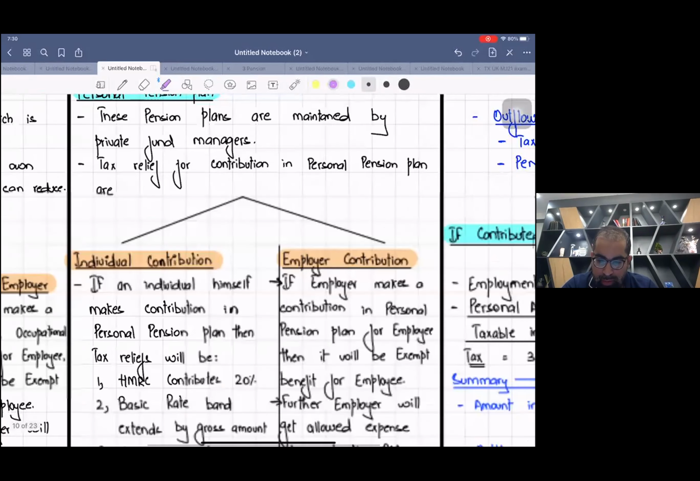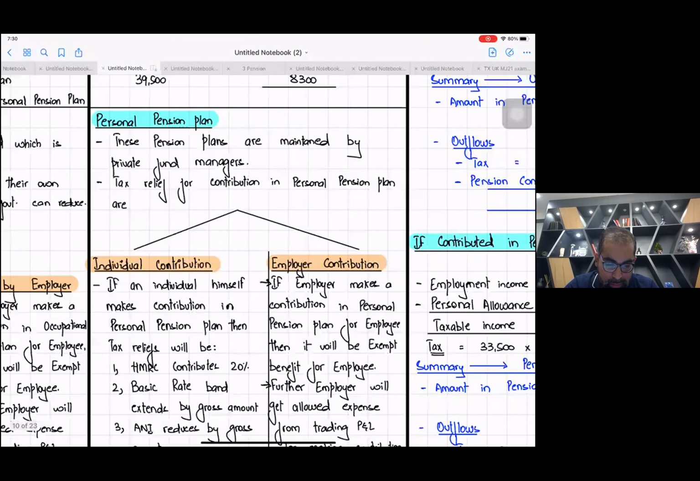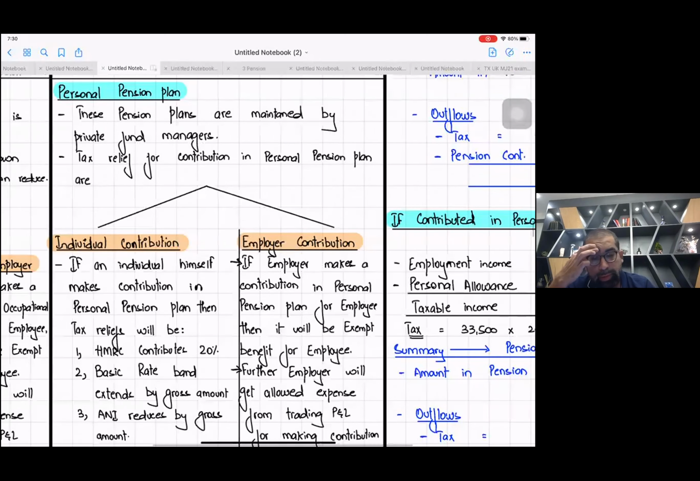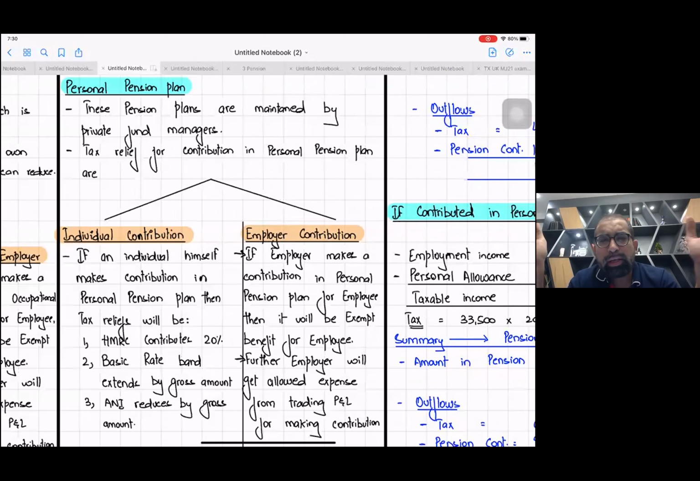Now, personal pension plan. Personal pension plan has nothing to do with employment income. Any individual can go and join a pension fund, can open its own personal pension account and start contributing to it.